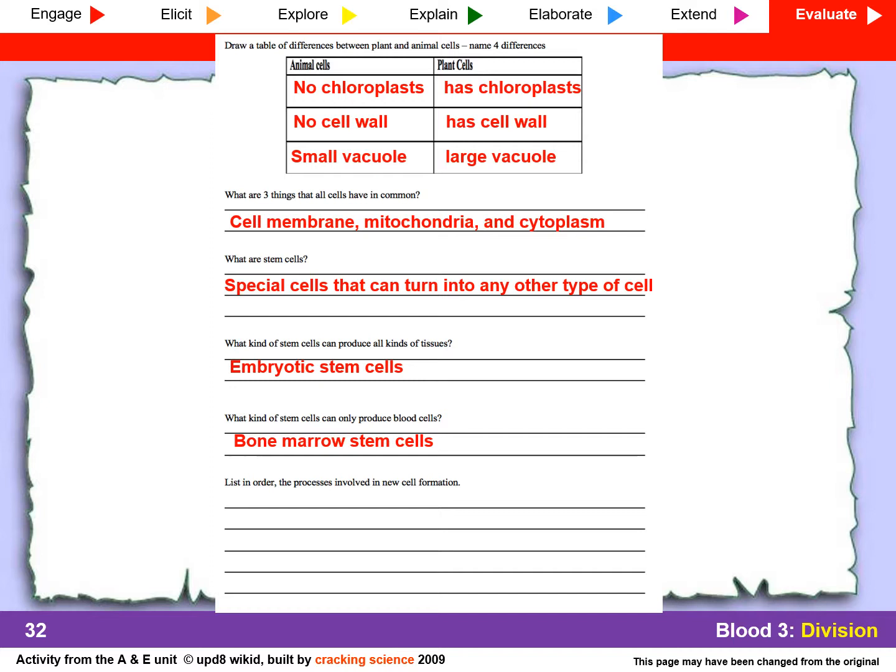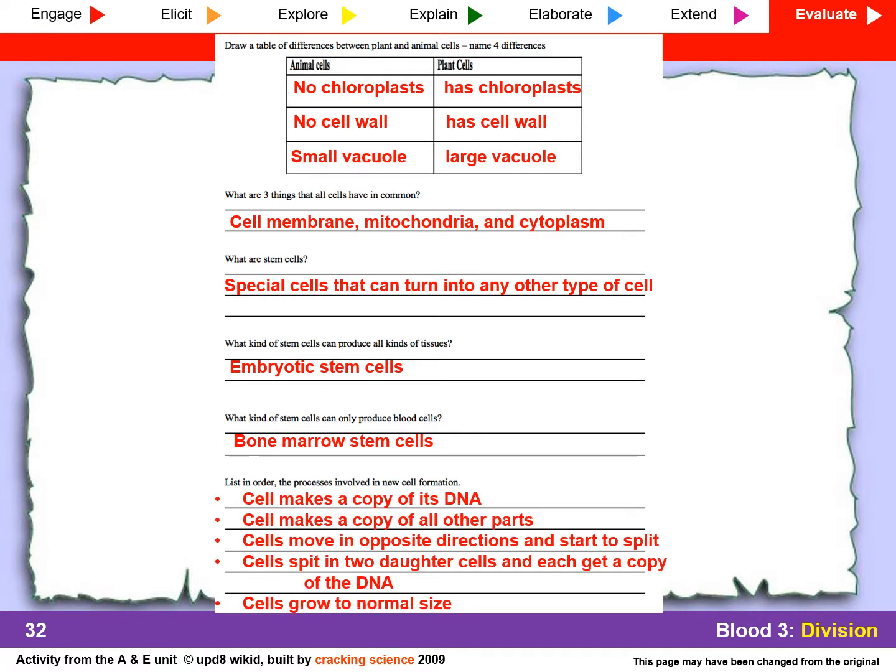And then the last part is listing the order or the process for how new cells are formed. So we have to go through the process of making a copy of the DNA. We have to make a copy of all of the other cell parts that we need. Then we need to have everything move in opposite directions, so we start to split the cell.